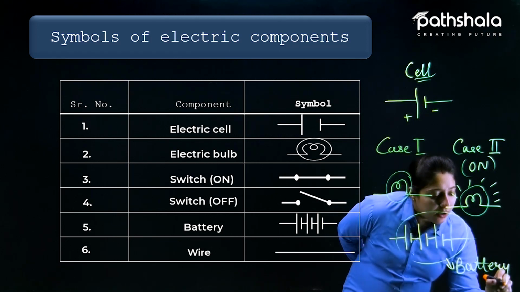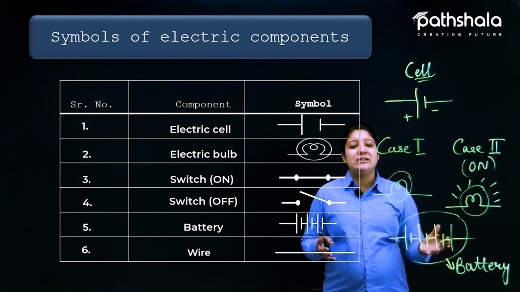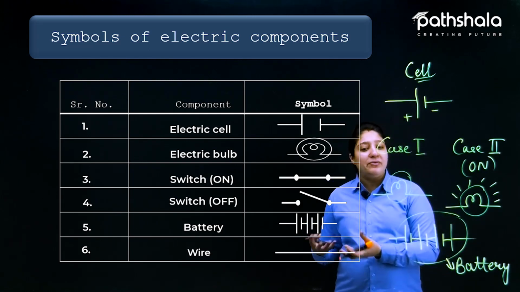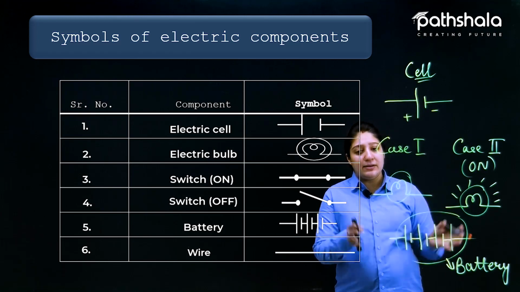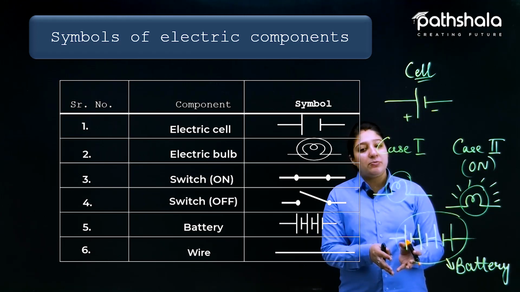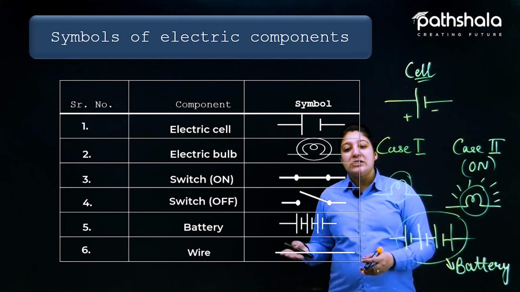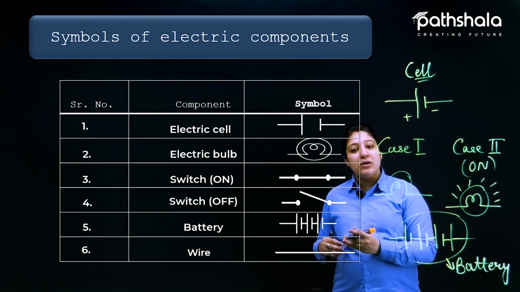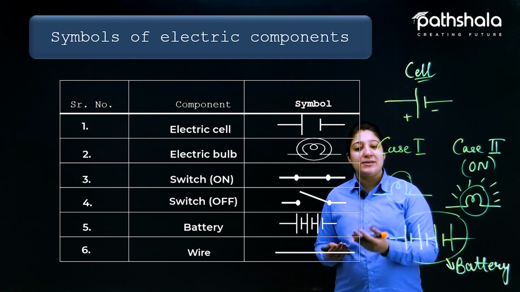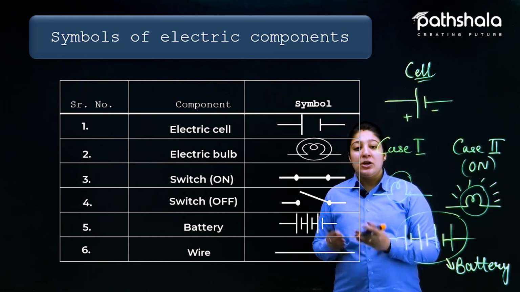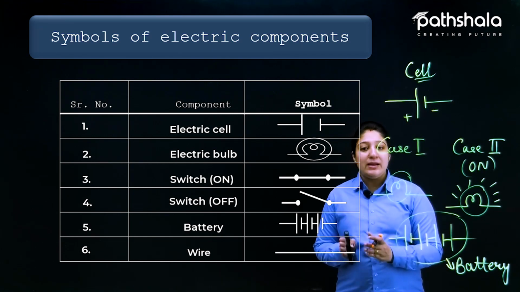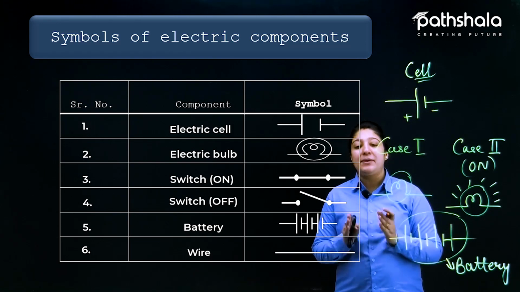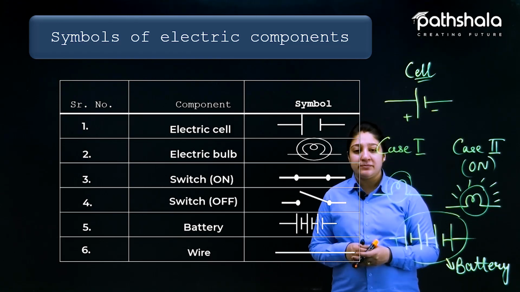So that is how more cells can be grouped together to make a battery, depending on the amount of energy needed in the circuit. And at last, wires are just shown by simple lines. So that is how different electrical components are represented with different symbols, and these are very important to make electric circuits. So just remember all these symbols carefully to complete your electric circuit diagrams.